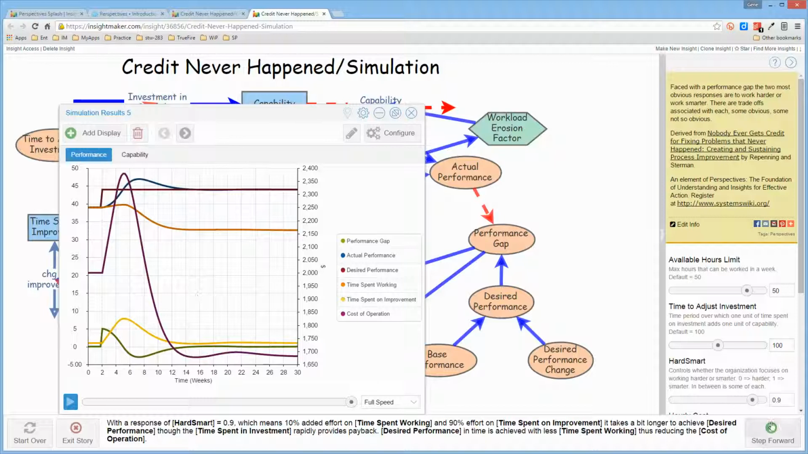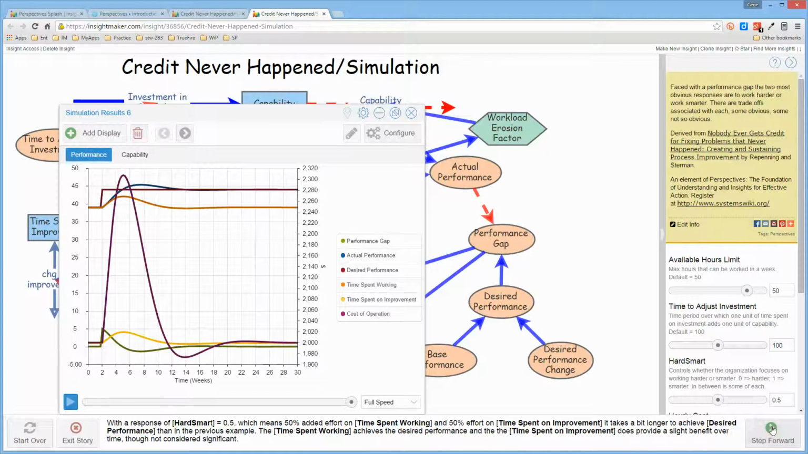Now, they could also split the difference and decide that they were going to spend half of their time working harder and half of their time developing their capability, in which case the short-term variances are less, in that they're expending more hours to make up the performance difference at the same time that they're investing in capability, so that the overshoot is less. It takes a little bit longer to actually stabilize.